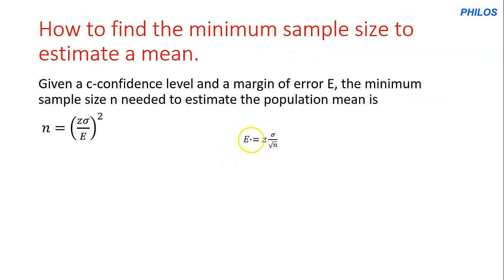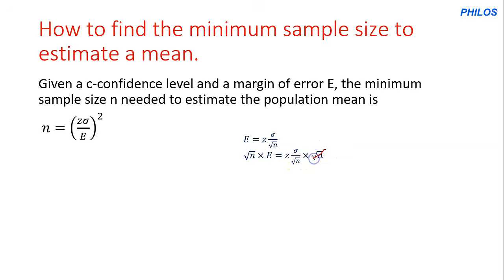Remember, I told you that margin of error, that is E, is equal to z times standard deviation over root n, isn't it? So let's make n the subject. Now to make n the subject, the LCM here is root n, isn't it? So let's multiply both sides by root n. So when we multiply both sides by root n, we have root n times E is equal to z times standard deviation over root n times root n.